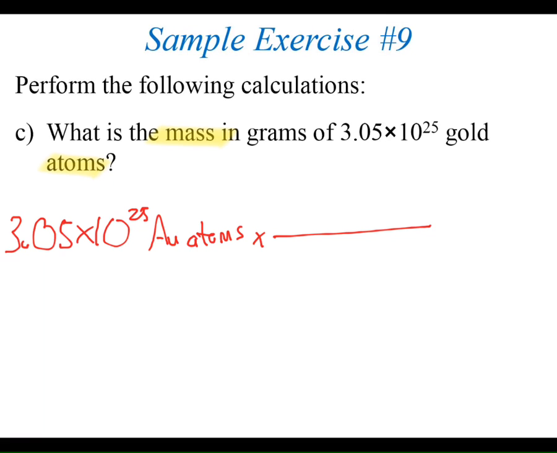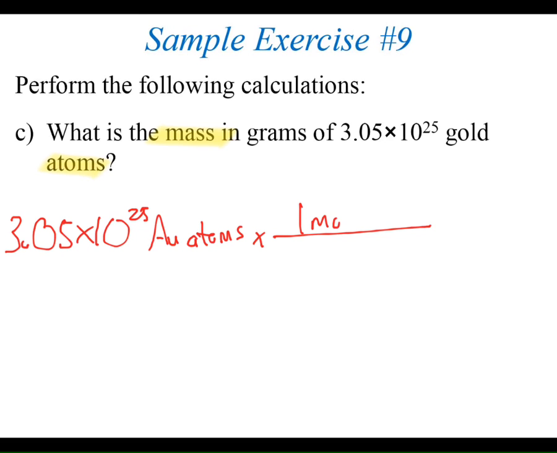So, what's the first thing I'm going to do? Molar mass or Avogadro's number? I've got atoms, that's a kind of particles. So when I see atoms, I've got to use Avogadro's number. Will Avogadro's number go on top or bottom? Yes, I'm in particles, so it has to go on the bottom.